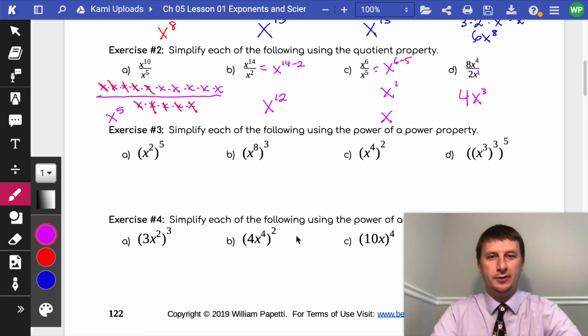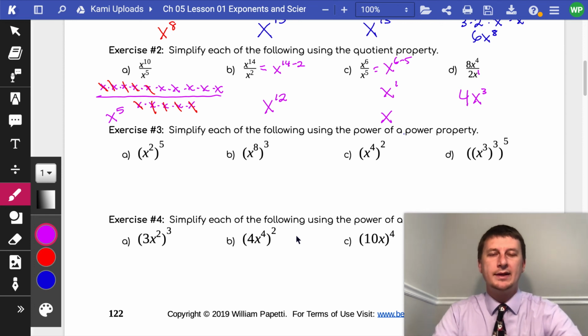In this video, we're going to continue on with our exponent rules, and then we'll get into a little bit of scientific notation near the end of this lesson. But for now, let's look at exercise number 3, where it asks us to simplify each of the following using the power of a power property.